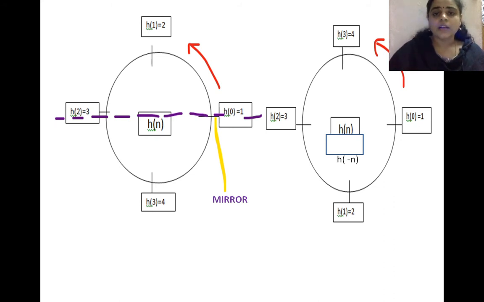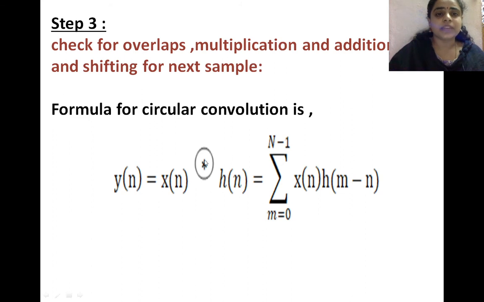Okay, so next, step 3, check for overlaps, multiplication and addition and shifting for the next sample. The formula for circular convolution, this is the symbol of circular convolution, a star over a circle: y of n equal to x of n circularly convolved with h of n equals summation m equal to 0 to N minus 1 of x of m into h of n minus m. We know capital N is the length of the sequence, 4.